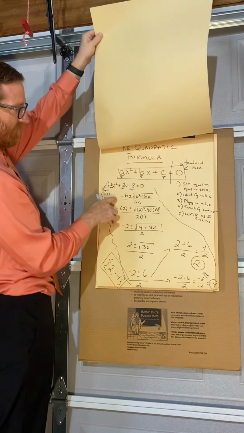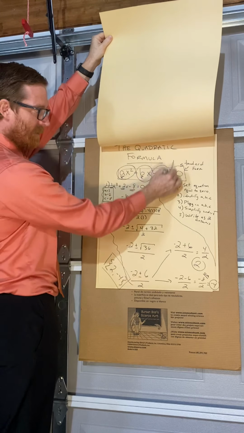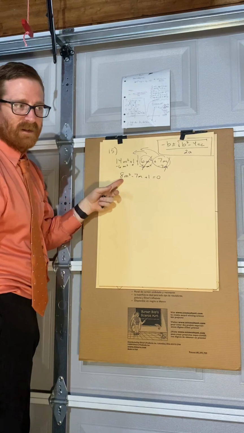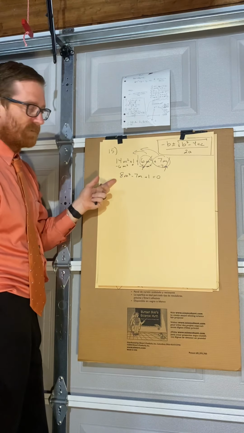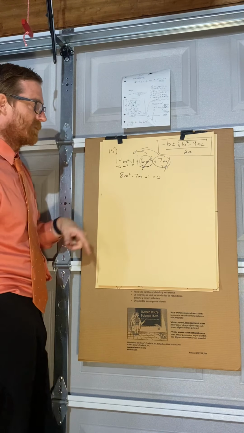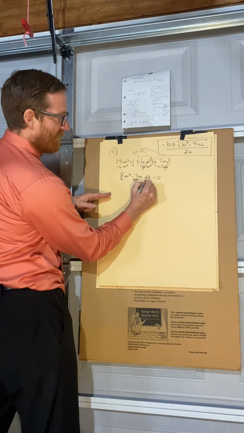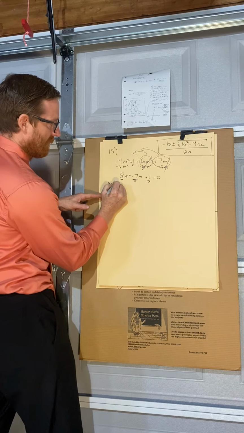Remember, again, standard form, we had the x squared, and then the x term, and then the constant term, equal sign, and then 0. That's what I've got now. Even though it's an m or an x or a v, it doesn't matter what the letter is, we're still trying to solve a quadratic equation here, a squared equation. My a term is 8, my b term is negative 7, my c term is 1. I'm going to write that.